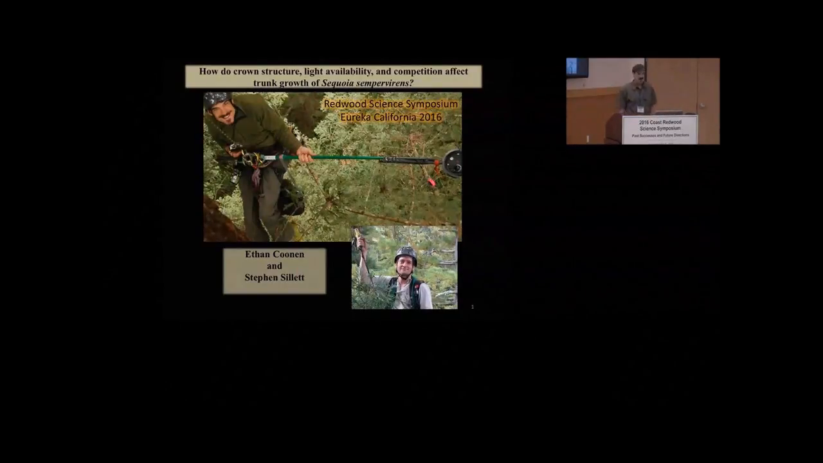Thanks everyone for coming. My name's Ethan Coonan, and today I'm going to talk about some of the basic factors of trunk growth. This was my master's thesis research project, and it was motivated by an interest in uneven age management. And an important tool for management is a growth model.